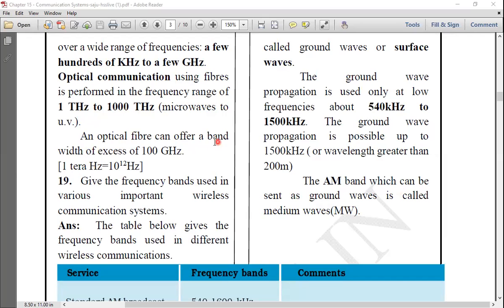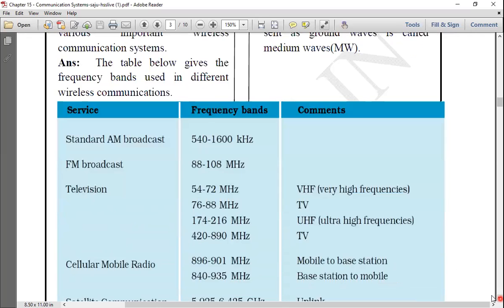An optical fiber can offer a bandwidth in excess of 100 gigahertz. 1 terahertz is equal to 10 power 12 hertz. Give the frequency bands used in various important wireless communication systems. Now these frequency bands, have a look once, a question can come on this.